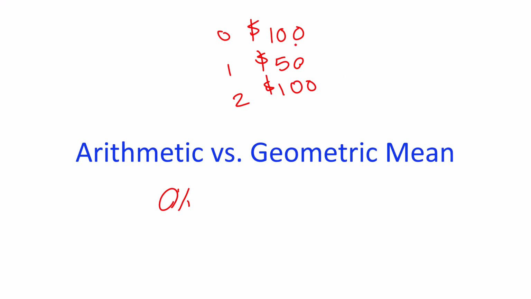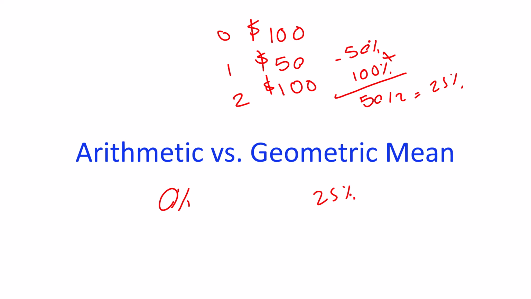And the other one is, in year 1, you're losing 50%. And in year 2, you're doubling your investment, so your rate of return is 100%. So the average of the two is going to be 50 over 2, which is 25%. So you can either have a 0% rate of return or 25% rate of return. So which one is correct? The fact is both of them are correct. They just answer different questions.